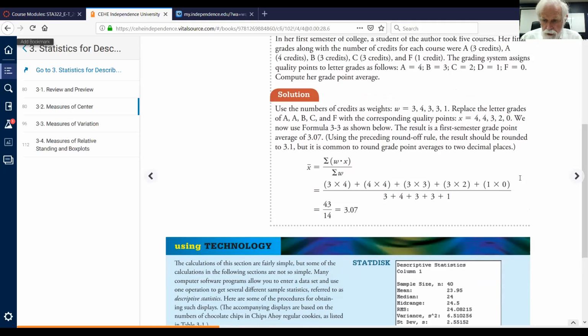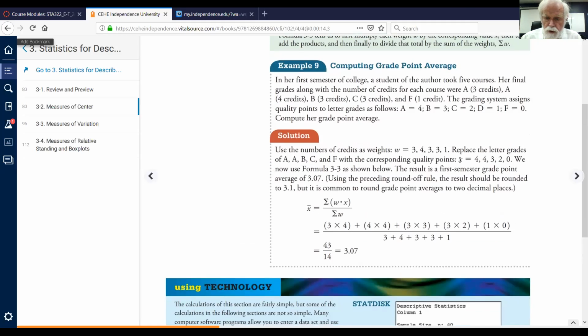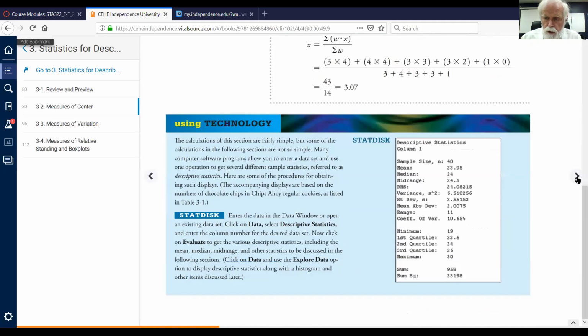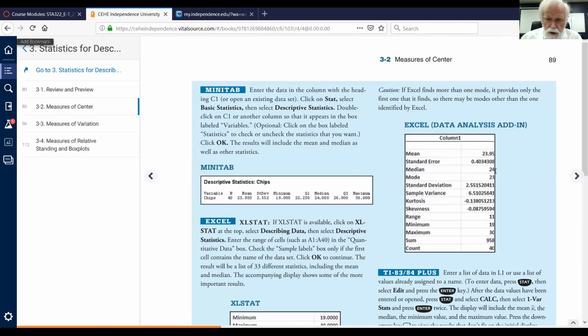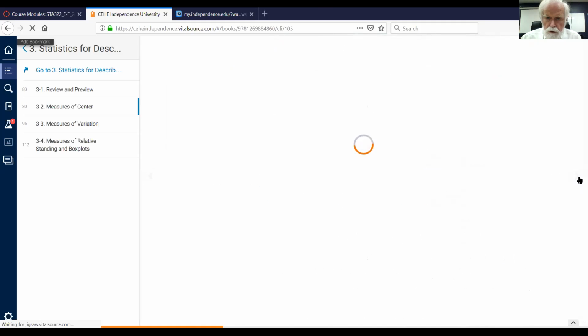Obviously, the F pulled it down, but not by a whole lot. The F was in a 1-credit class, so it didn't pull it down by much, but it was still a 0. So we have lots of ways of calculating these things. Let's not mess with Minitab. Okay, keep on going.